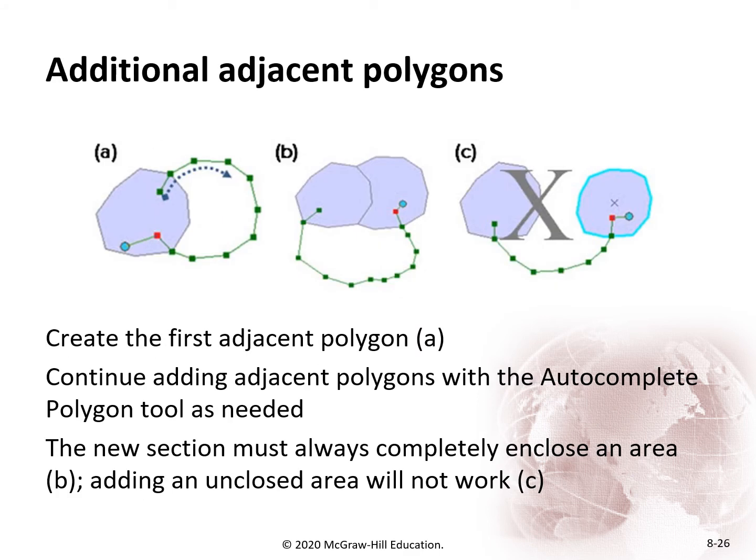You can create additional adjacent polygons using the same tool and doing things like that. When you see there at example C, it doesn't work. The reason it doesn't work is because those polygons that you're trying to cut across aren't adjoined, and so it doesn't complete a loop. Once you complete a loop, it will then complete the loop.